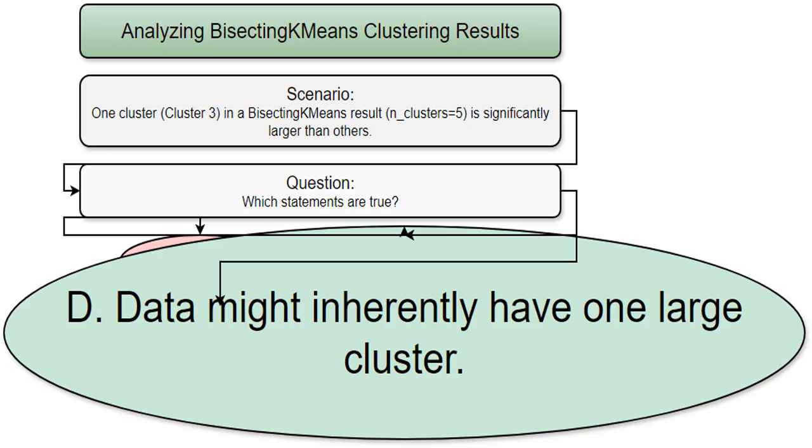This statement suggests the possibility that the data itself is structured with one large group and several small ones. I think it's true, the clustering algorithm isn't necessarily wrong. The data might naturally exhibit this structure.